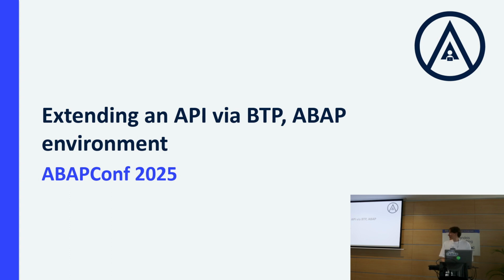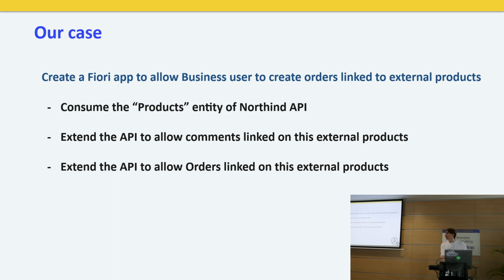So today we will talk about API and BTP ABAP Environment. For this, we will build together a use case. This use case will be to create a Fiori application. It will allow business users to create orders which are linked to external products. For these products, we will consume a remote API, the Northwind API. I think some of you know this public API, and we will consume the product entity.